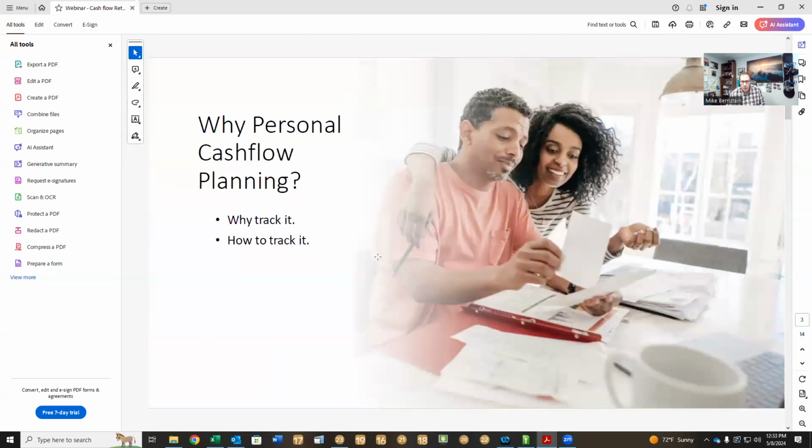Why do personal cash flow planning? Why do it in the first place? Well, the obvious one is if you're negative cash flow, you're having a problem. The first thing to do is to track it, to figure out what's going on, what expenses are going out, what income is coming in. Some people just want to improve their cash flow. They think they might be wasting some money, and so they go through this process just to improve it from a positive cash flow to an even better cash flow.